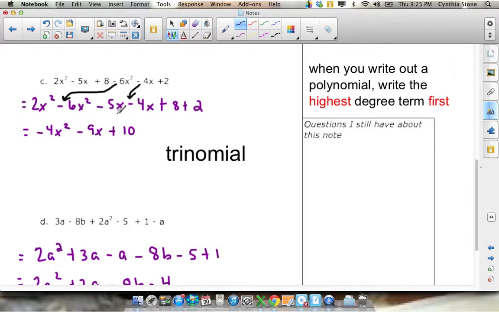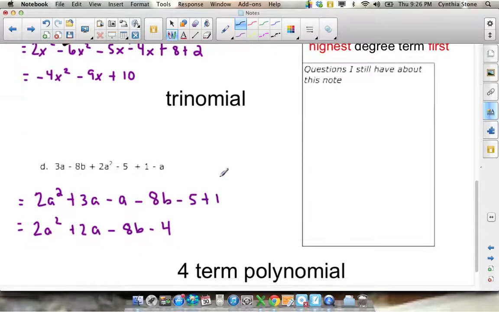Right, I had a bad team to begin with. I took away 4, so it got even worse. And then plus 8 plus 2 is all positive, so it stays positive. And this is a trinomial. Even though it looks like 1, 2, 3, 4, 5, 6, a 6-term polynomial, it's not. One more.